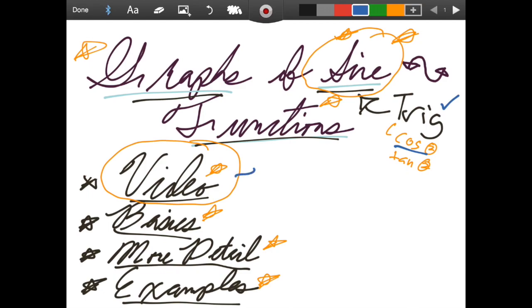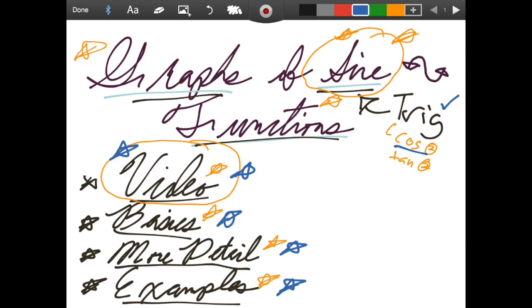We will start with a quick video. We'll take a look at the basics of these graphs. We'll go over a bit more detail and conclude with some examples. Starting first with a video of where I've personally seen sine functions used in the real world.